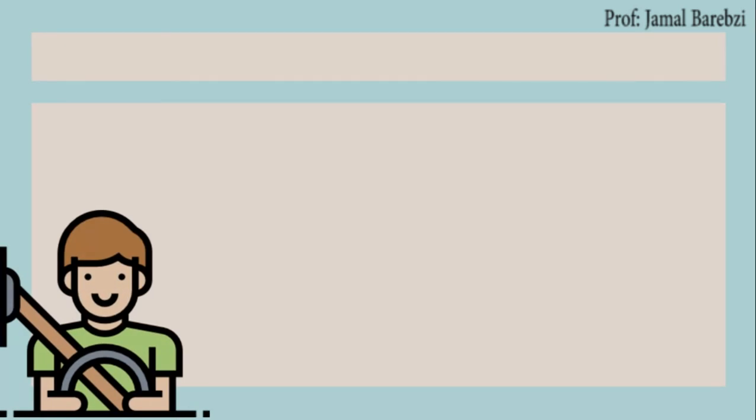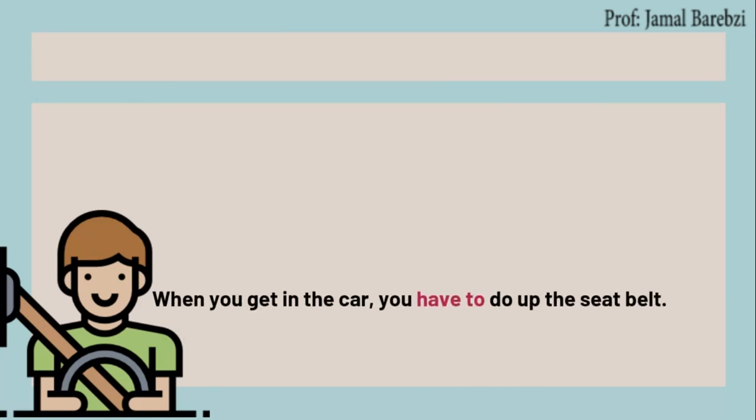Look at this picture. What is the first thing you do when you get in a car? You fasten the seat belt? Of course. Is it just optional? No, it's not optional because it's the law. Good. So, when you get in the car, you have to do up the seat belt.